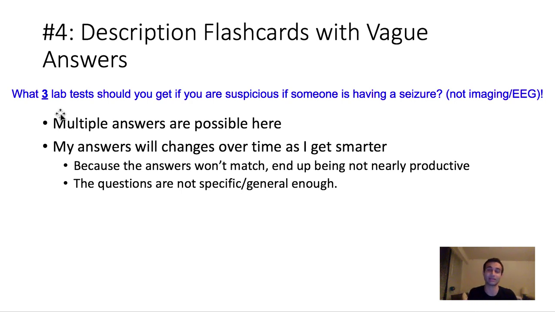You might actually want to get an ESR and a CRP. Because of that, having a vague answer made this flashcard useless, because it implied that there were only 3 lab tests I should get, when in reality, in the real clinic, when I see someone having a seizure, I might want to get more. I might want to get a CBC, a CMP, a magnesium, but I might also want to get a lactate, and all of those things.